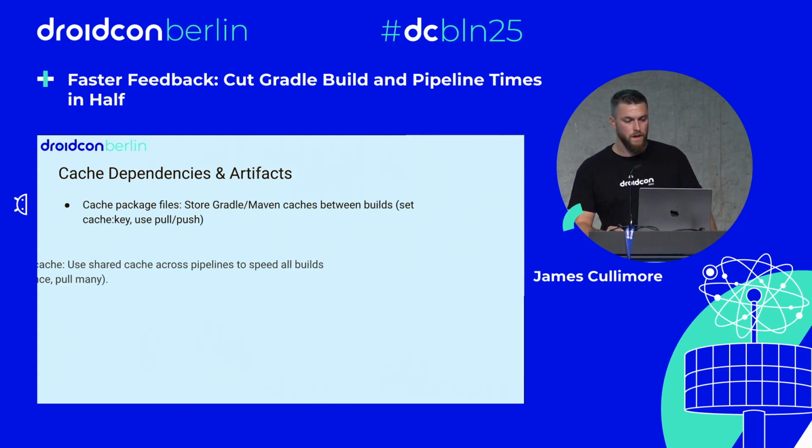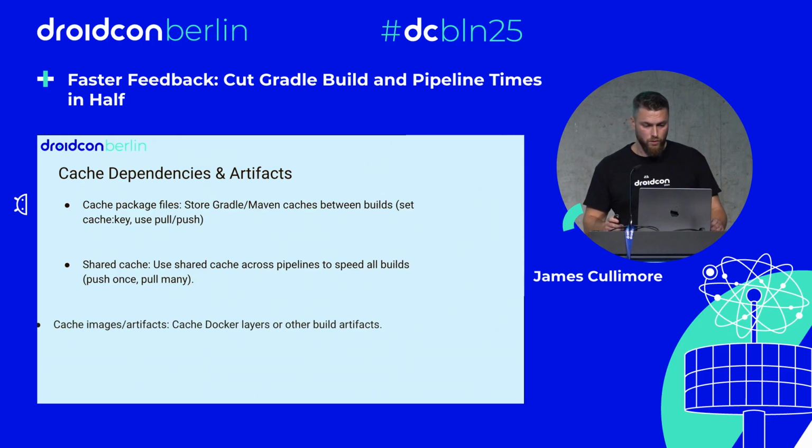Downloading Gradle or dependencies every run is slow. Share caches across pipelines: push once, pull many. This is a pretty standard and common way to shave off minutes of a pipeline, and there are plenty of guides out there on how to achieve it. So I won't be covering this.